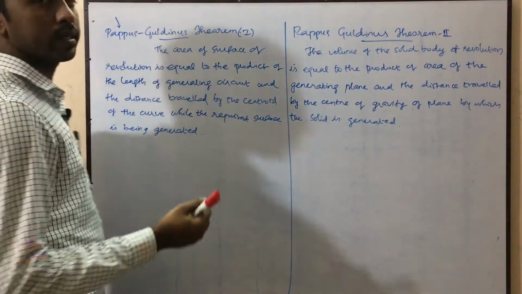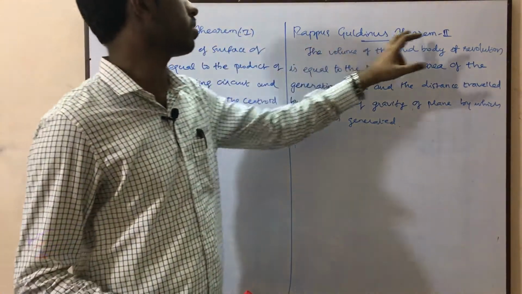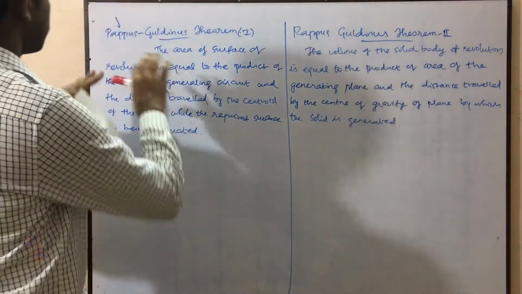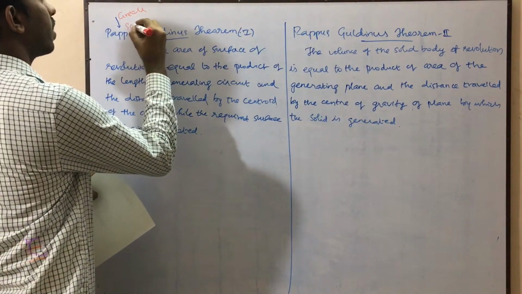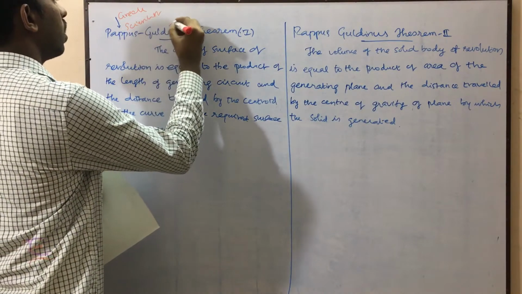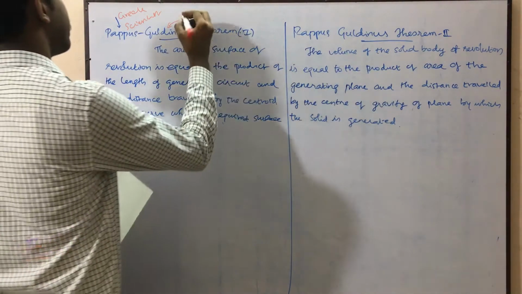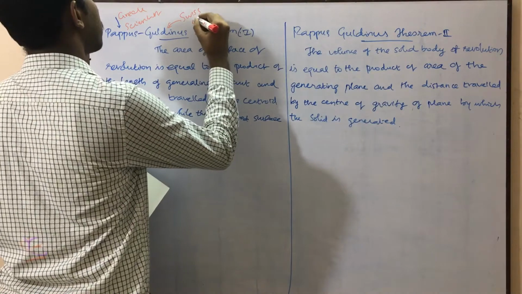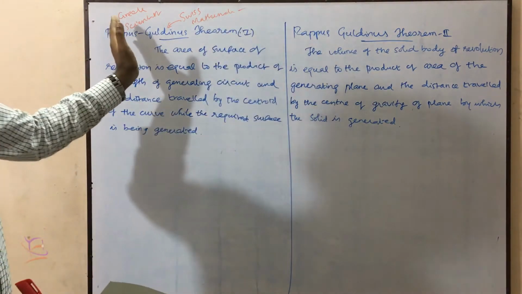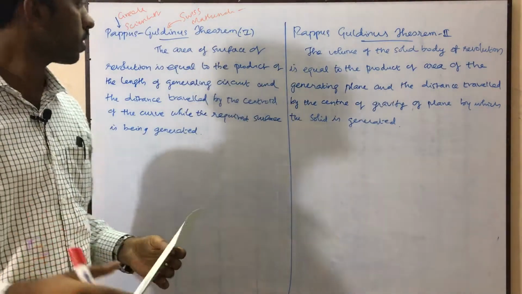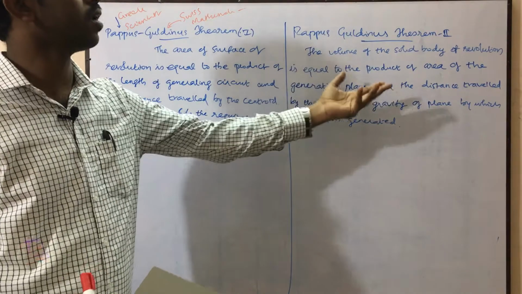So now we are going to discuss the Pappus-Guldinus theorem 1 and Pappus-Guldinus theorem 2. These are named after two persons. One is a Greek scientist, and the other is a Swiss mathematician. These two persons derived theorems for calculating the surface area and for calculating the volume.